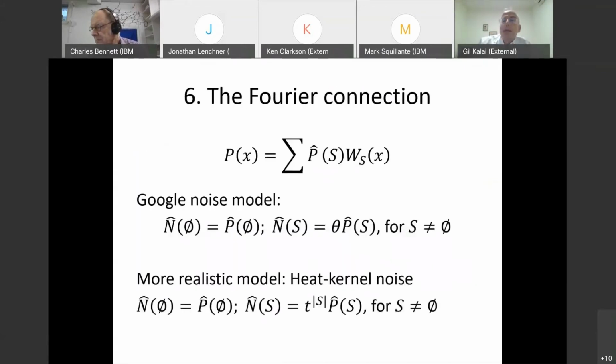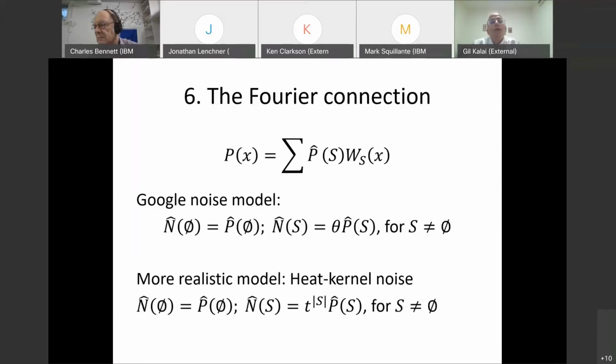Now, the next idea I want to describe is the connection with Fourier analysis. When P is a function where x takes the value of strings of length n of 0, 1 vectors, so P is a real function or probability distribution on bit strings of length n, then we can express P as the sum of P hat of S, W_S of x, where W_S of x are what are called the Walsh-Fourier functions. This is the Fourier decomposition of the function P.